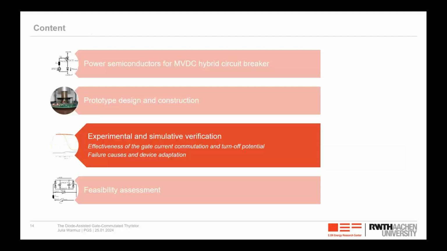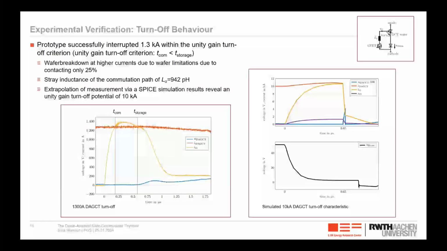So for the prototype design, let's see how it behaved in an experimental setup. I could successfully turn off 1.3 kiloamps with this device within the unity gain turn-off criterion. So here you see a measurement of this highest turn-off. In yellow you see the gate current, and here I mark the commutation time, and here the storage time when the voltage starts to rise. The voltage always looks very small because I had a large snubber, so you don't see the voltage at the end rising up.